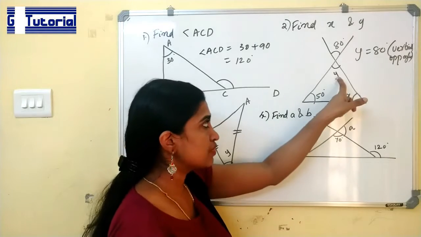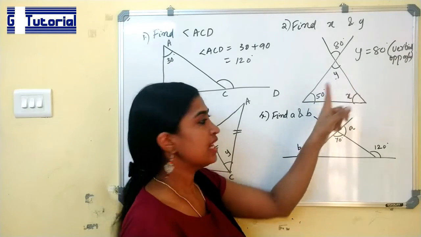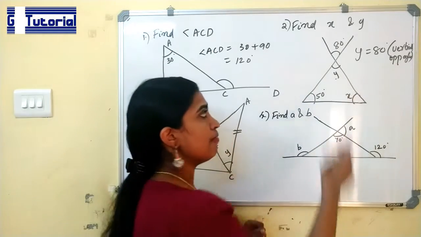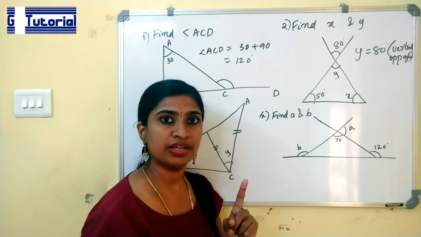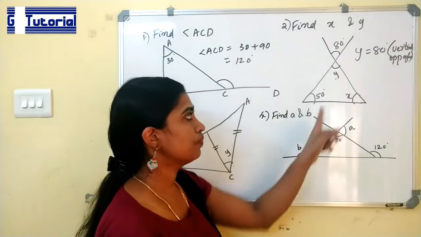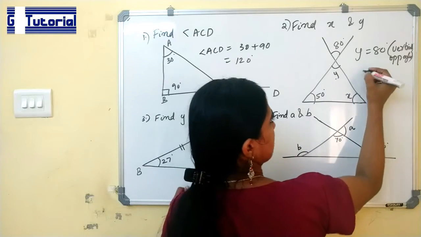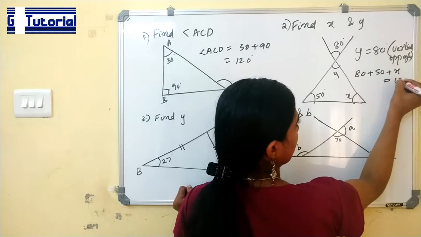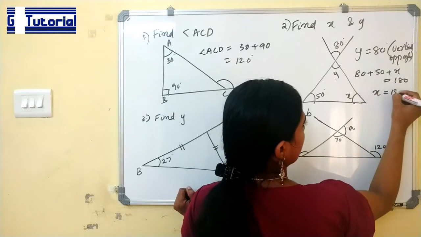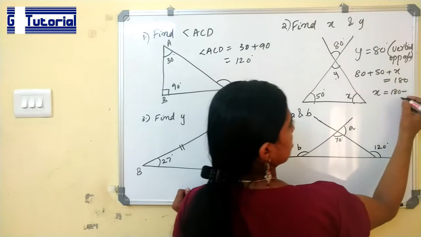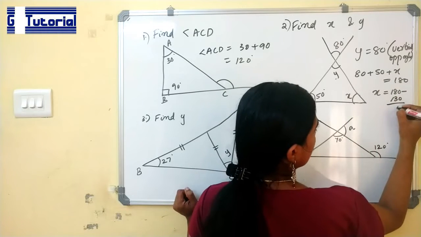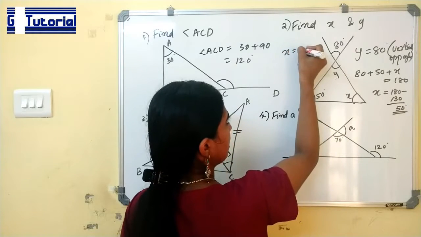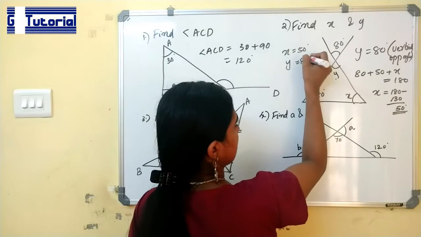Next, if Y is 80 and this is 50, what will be X? We know that this is a triangle. The sum of angles of a triangle, by theorem 1, is 180 degrees. So, Y is 80. 80 plus 50 plus X is equal to 180 degrees. So, X is equal to 180 minus 130, which is 50 degrees. So, the value of X is 50 degrees and Y is 80 degrees.